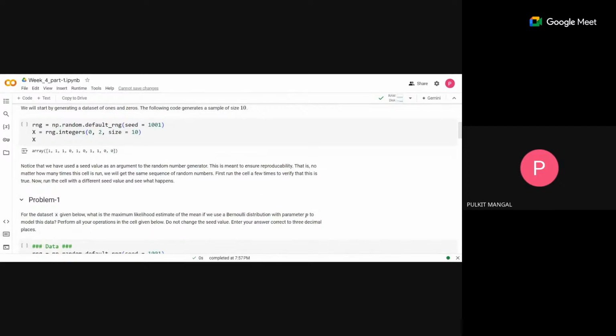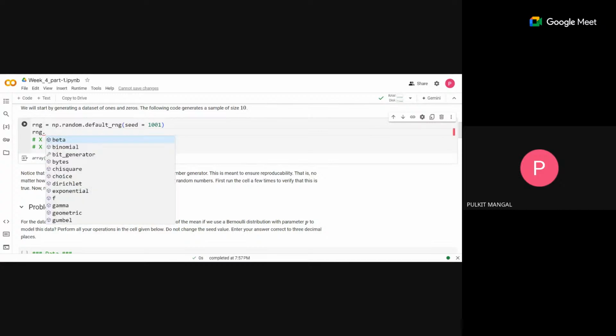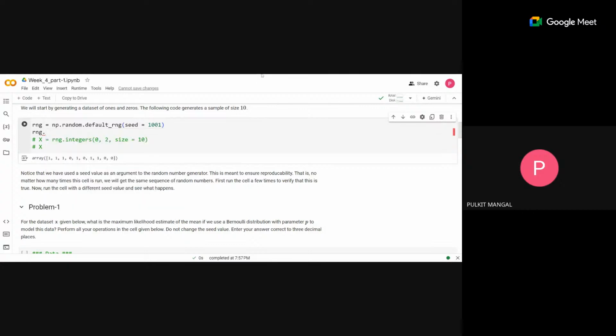Now we have stored this np.random.default_rng with seed equal to 101 in this rng variable. Now if I just comment this, and click on rng, and then maybe dot, you will see it will give me suggestions like this. So if you want to sample the data from, let's say, are you able to see the suggestion?